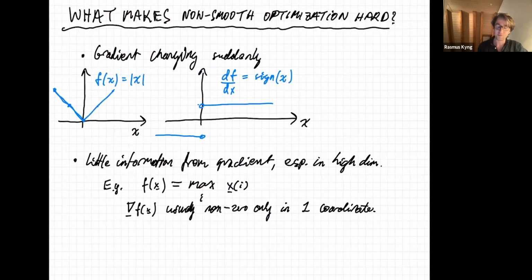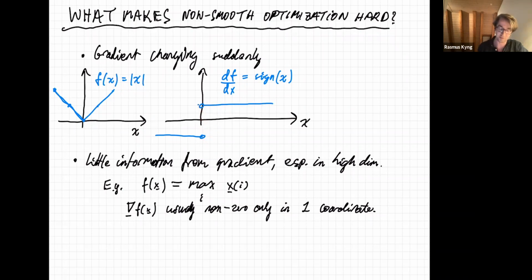Okay. So what makes non-smooth optimization hard? One of the things was the gradient changing suddenly. If I draw the derivative with respect to x of f of x, in this function, it goes from -1 and then it jumps to 1 here. So it's even discontinuous.